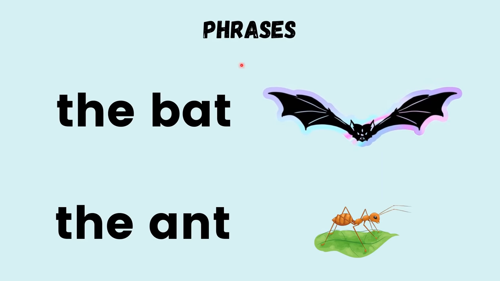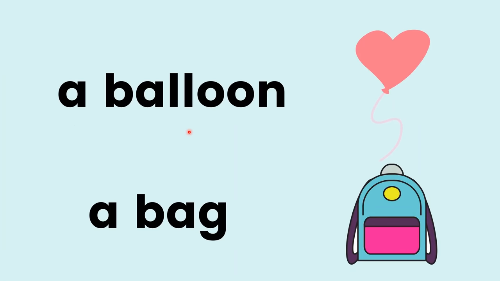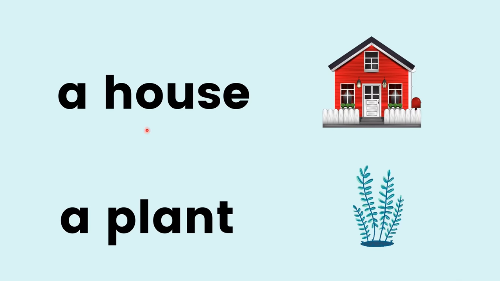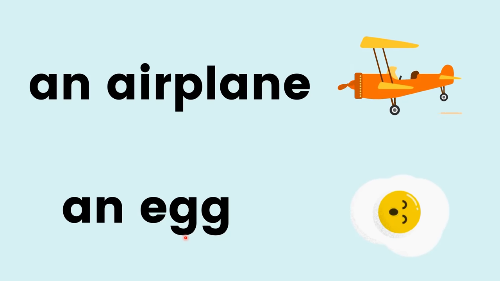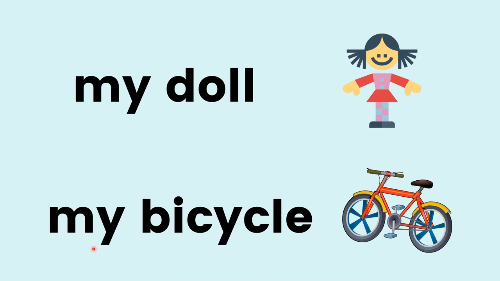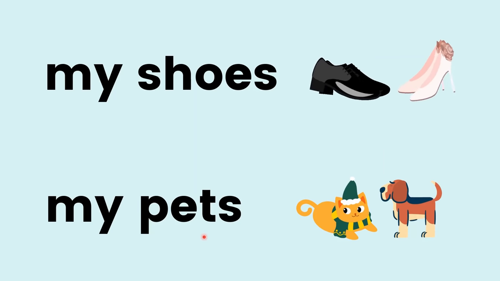More examples of phrases: the bat, the ant, the tree, the book, a balloon, a bag, a pen, a hat, a house, a plant, an airplane, an egg, an apple, an Indian, my doll, my bicycle, my pencil, my friend, my shoes, my pets.